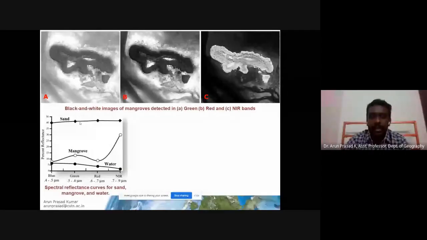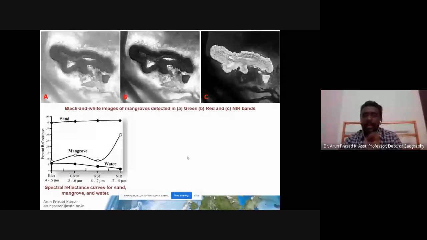When we take mangrove as an example, green has a bit higher reflectance, so it appears a little bit brighter over here. Near infrared has much higher reflectance compared to green, that's why it appears much brighter over here. Sand has higher reflectance in all three bands, so it appears bright over here. So these are sand regions.